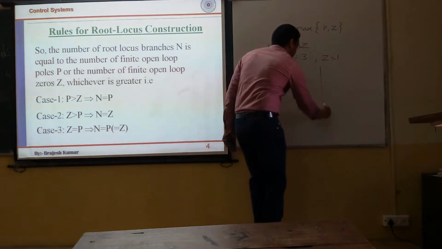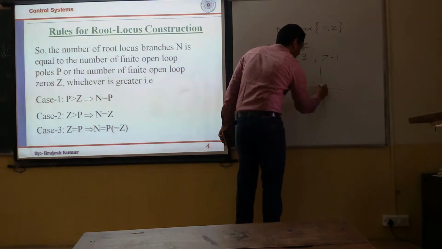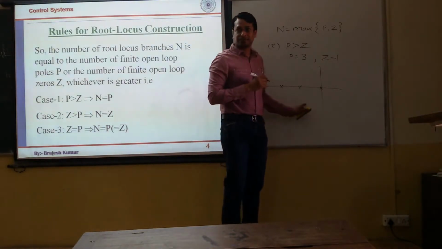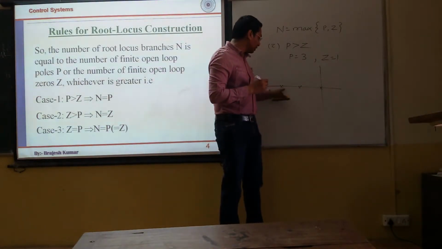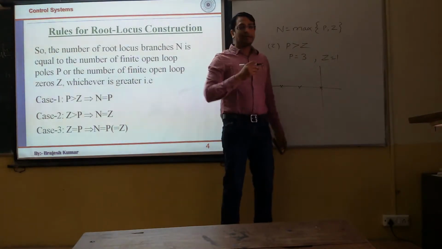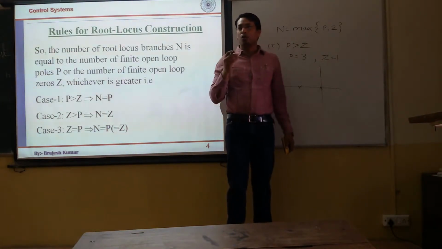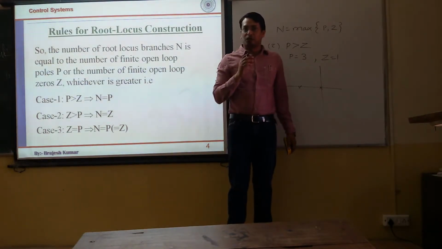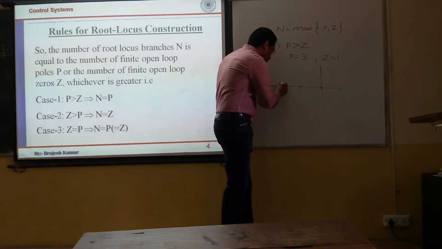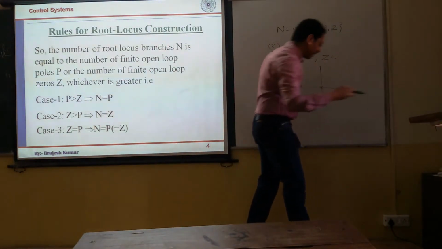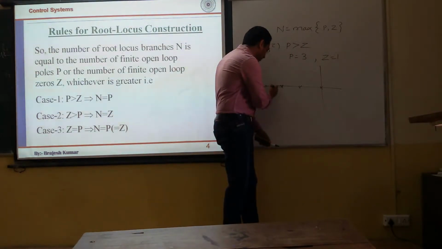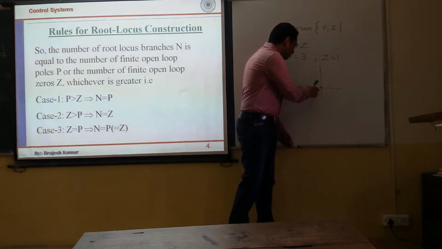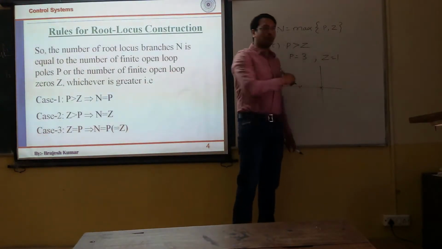Maybe the case is like this. It is a hypothetical case I am going to take. So suppose all are on the real axis. Correct? So 3 poles, 1, 2, 3 and 1 zero. I have said that your root locus will start from open loop poles and end at the zeros. So it will start from these poles. It is well and good that this pole will start from here and it will end at the zero. But what are the points corresponding to these poles?